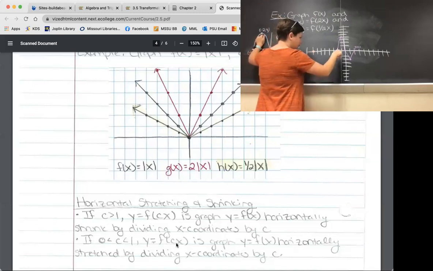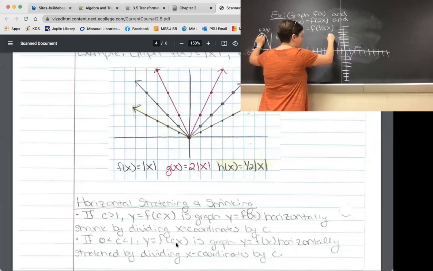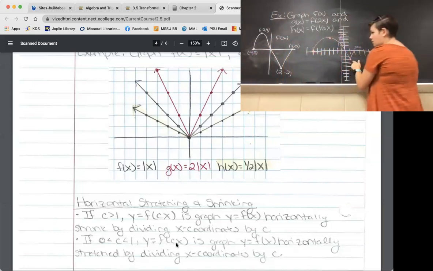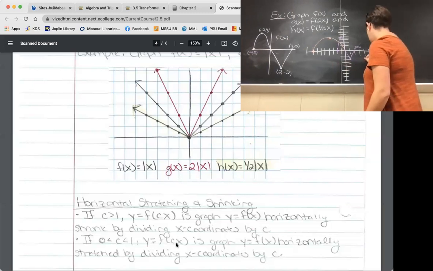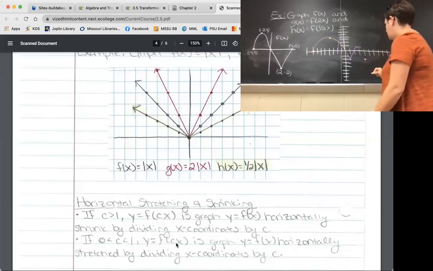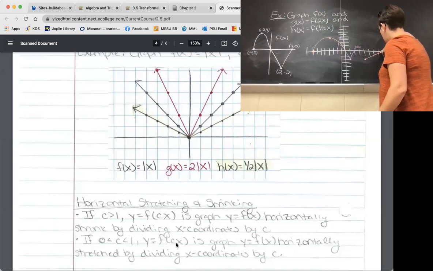Negative 2, 4. I have negative 4, 4. 0, 0 stays the same. So there's that first half. I would have 2, negative 2, so that'll be 4, negative 2. So it's out here now. And then I would have 8, 0. 1, 2, 3, 4, 5, 6, 7, 8, 0. And that is my h of x.